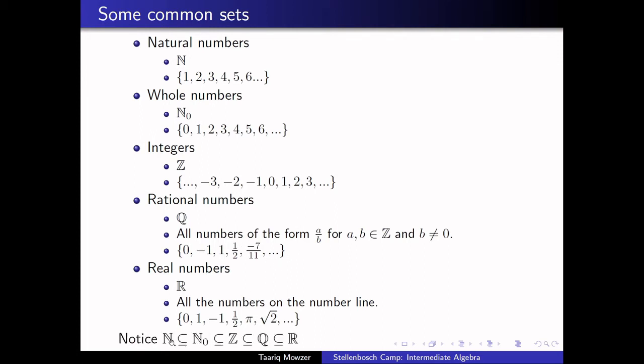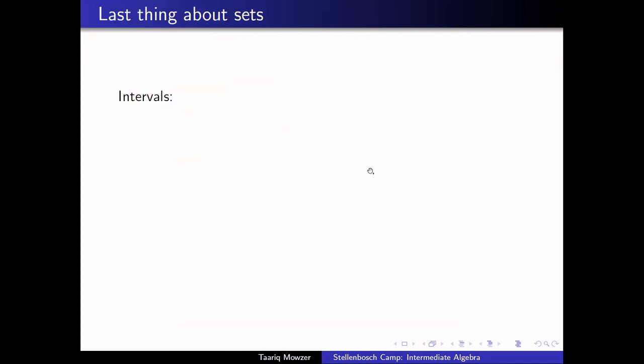Notice also that these are all subsets of each other: N is the smaller set, which is a subset of the whole numbers, a subset of the integers, a subset of the rational numbers, a subset of the real numbers. That's what I wrote over here. So these are an increasing order of sets.